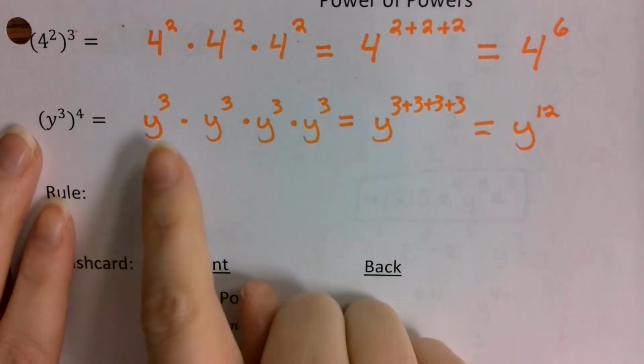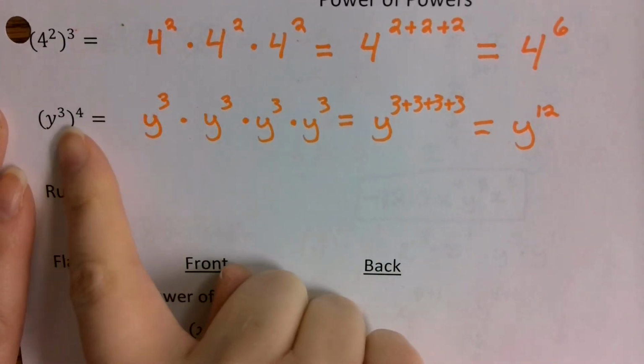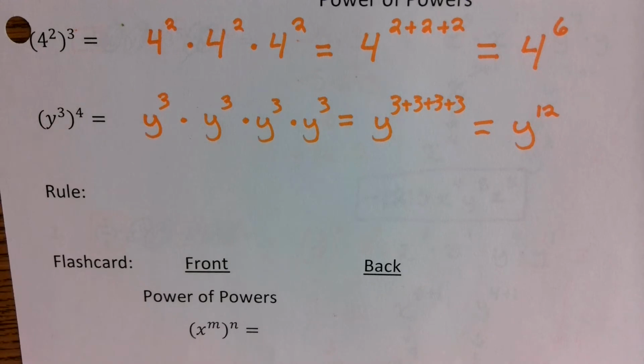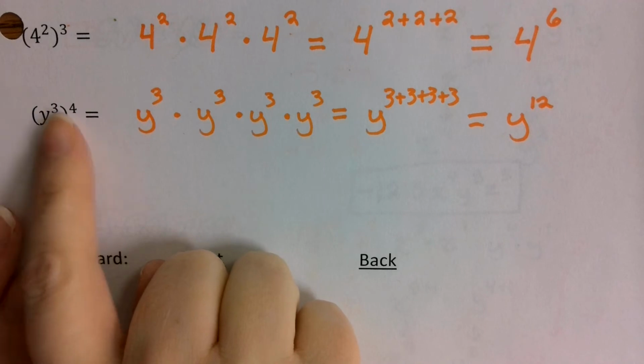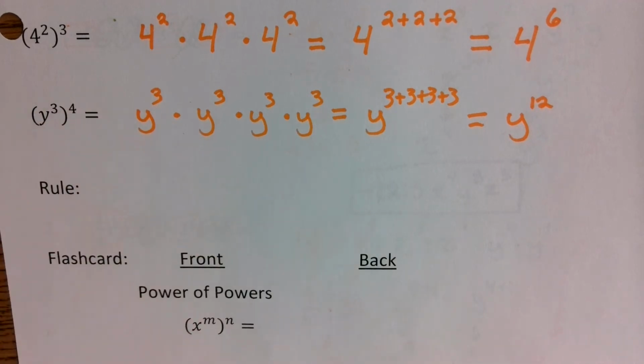So when you've got a single base raised to more than one power, so you have a power and then in parentheses another power, and then maybe it could be a third power, fourth power, fifth power, multiple levels of powers for that single base, then all you are doing is multiplying the exponents together and keeping the base. Let's go ahead and write that rule down.